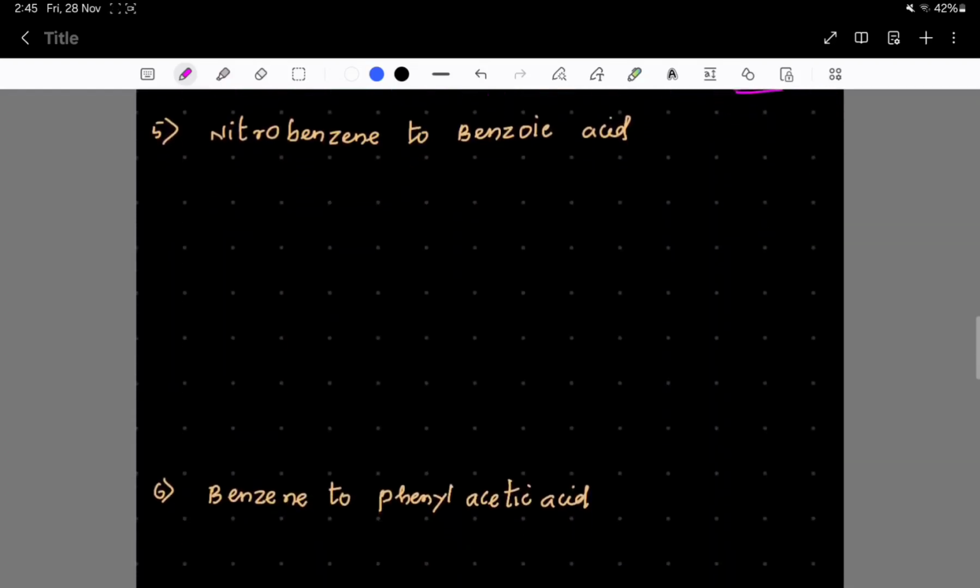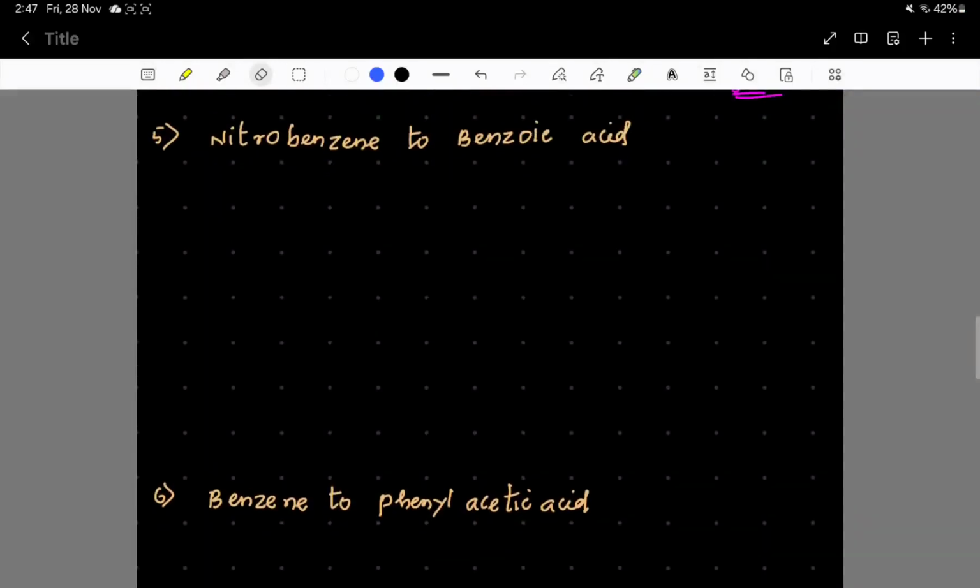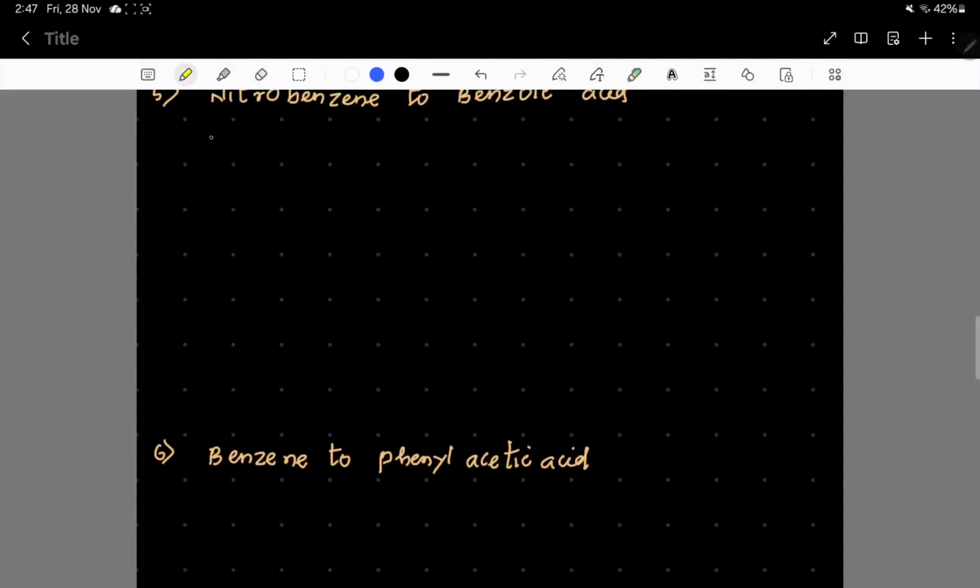Next, nitrobenzene to benzoic acid. So we will convert nitrobenzene to benzoic acid, right? So in this, student, just you can take the nitrobenzene. This nitrobenzene reacts with Sn plus HCl, or you can take Fe plus HCl. So followed by the reduction reaction, student, this nitrobenzene will give aniline as the product.